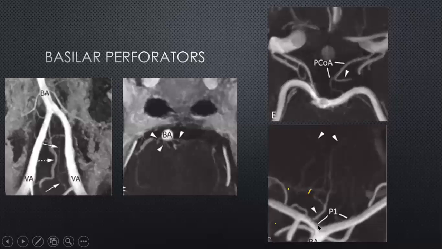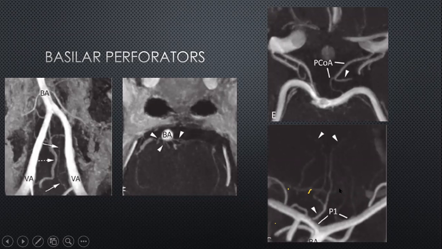Similarly, there are other perforator territories from the basilar termination. So this is a basilar termination with the posterior cerebral artery, and from here you get perforators which go superiorly and supply the thalamus, and also posteriorly to supply the midbrain. And these are the perforators from the basilar termination.